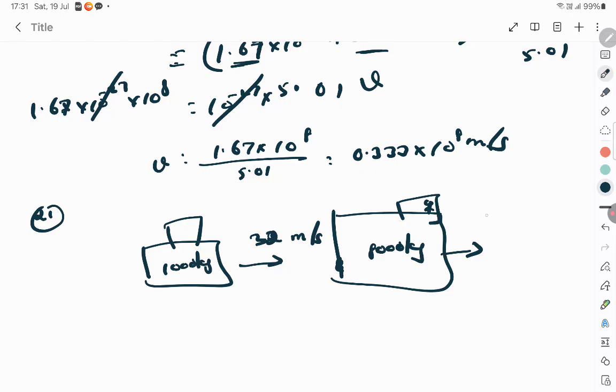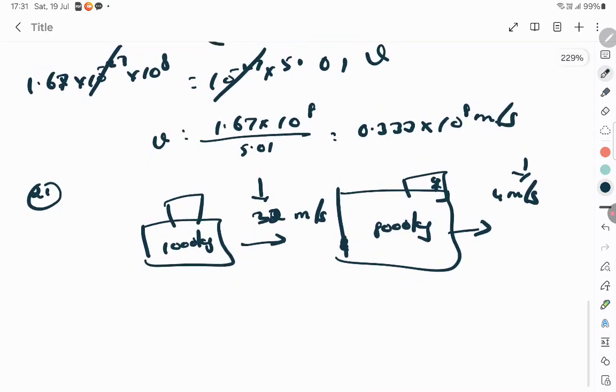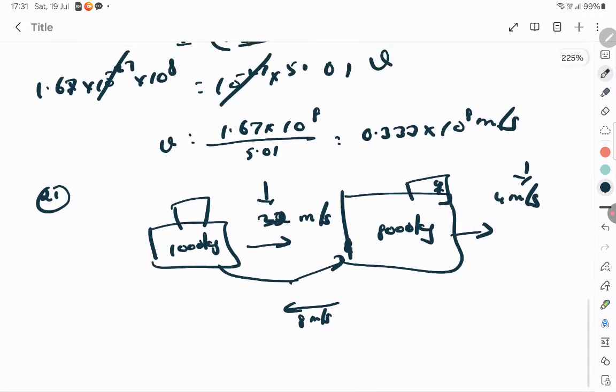The truck is moving at the velocity of 4 meter per second, while the car is moving with the initial velocity of 32 meter per second. After the collision, the car bounces back. Obviously, the car will rebound, so it's going to bounce back, I assume, with the velocity of 8 meter per second. What will be the velocity of the truck after the impact?